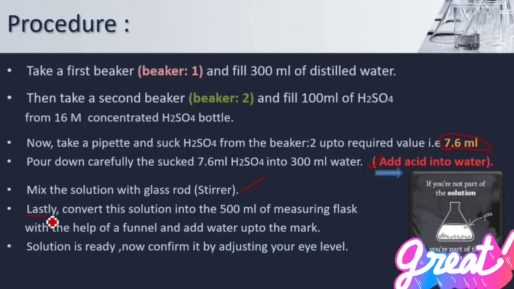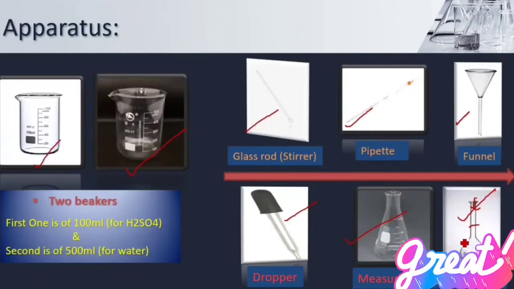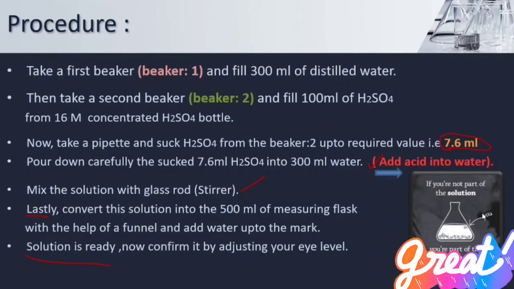So our last step is to convert the solution into the 500 ml measuring flask with the help of a funnel and add water up to the mark. Continue adding water till the solution comes near the mark, and when it is up to the mark, the solution is totally ready. Now confirm it by adjusting your eye level. This flask has a narrow neck, so for accurate reading it is used.